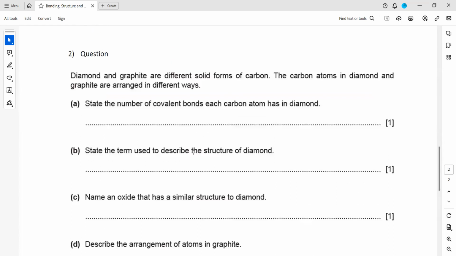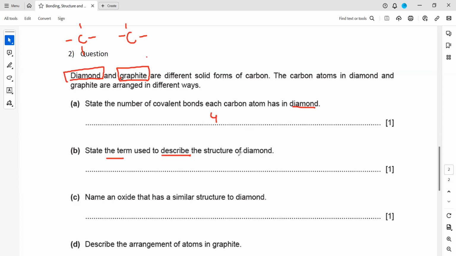So question 2: diamond and graphite are different solid forms of carbon. Carbon atoms in diamond and graphite are arranged in different ways. State the number of covalent bonds each carbon atom has in diamond. The main difference is that in diamond, each carbon forms 4 covalent bonds, whereas in graphite, each carbon forms 3 covalent bonds. So there will be 4 covalent bonds in diamond.